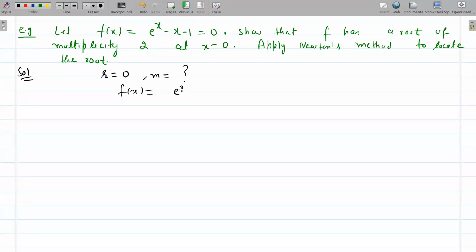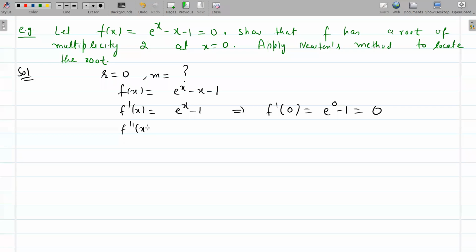So this is my f(x). Differentiate it, write its first derivative, and then put the root, which is 0. So e power 0, 1 minus 1, this is 0. First derivative is 0, so you need to compute the second derivative, which is e power x. And at the root, the second derivative is 1.